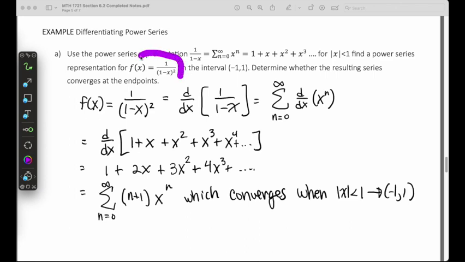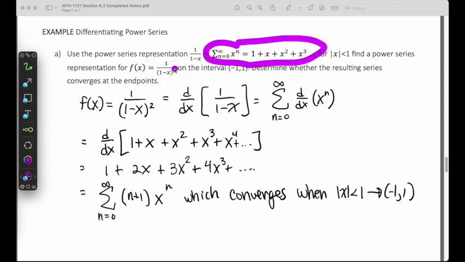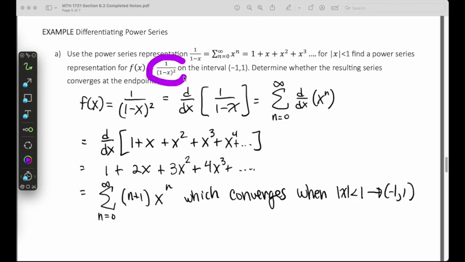So rather than going through and finding a power series for this by using partial fractions and breaking it up, and then finding the sum of 2 different fractions, the power series for each of those, what I can do is, since I see that if I take the derivative of this and I get this, I'm going to take the derivative of the power series to get a power series to represent this function 1 over 1 minus x quantity squared.